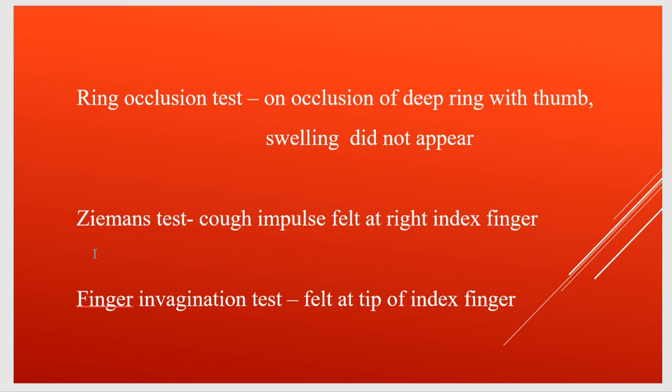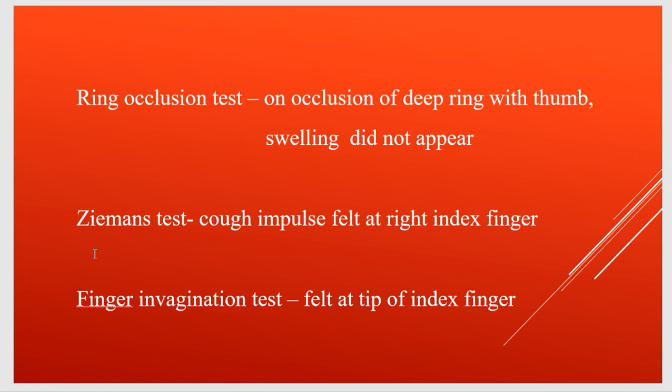Ring occlusion test. We are standing, or sitting, on the right side of the patient as an examiner. Patient is standing, and on occlusion of deep ring with thumb after reduction of the content, we are placing our thumb over the deep inguinal ring on the right side. Ask the patient to cough, but the swelling did not appear. That is the ring occlusion test.